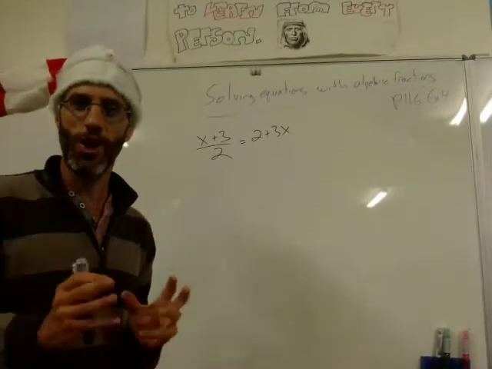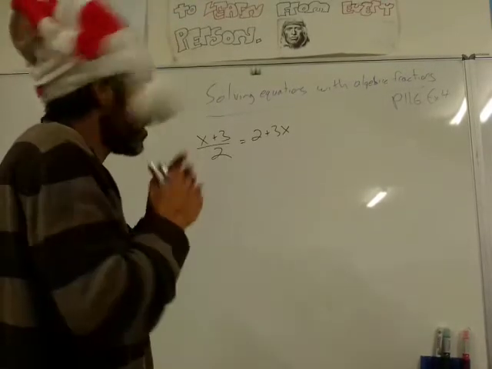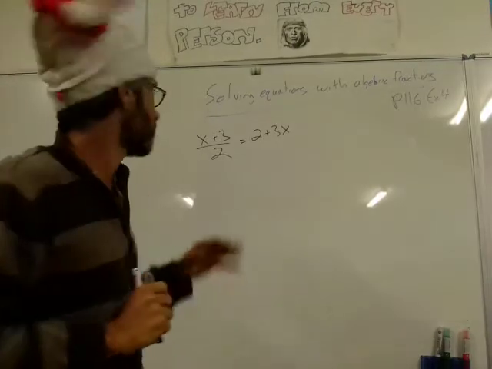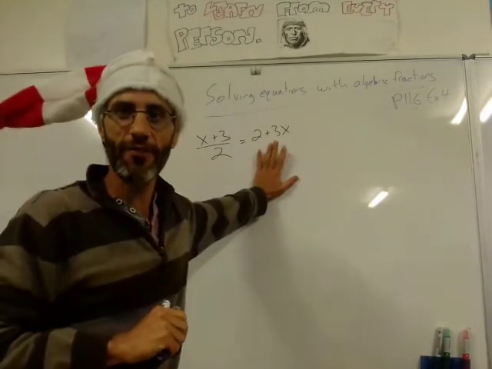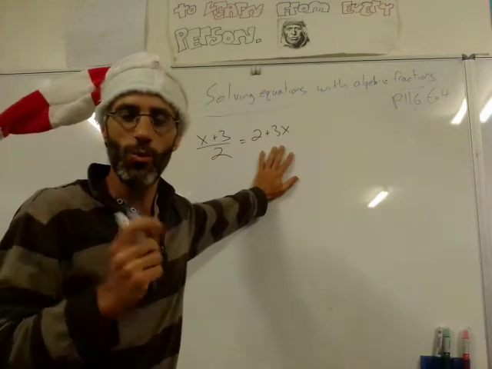So, last example for here. I've got a similar-ish kind of problem. I've got x plus 3 divided by 2, but on the other side, I don't have a fraction. What should I do?